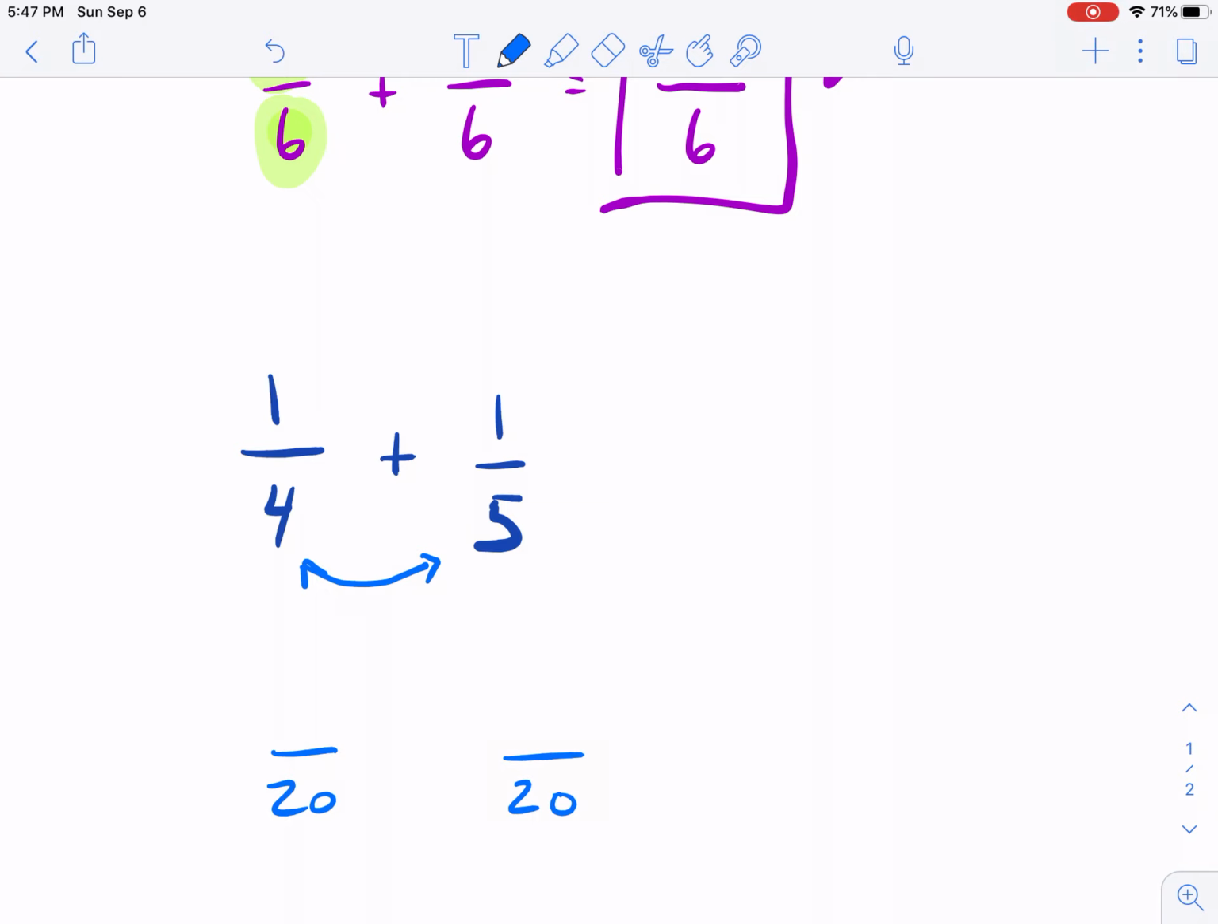Now, how did we get to 20 from the number 4? Well, we multiplied it by 5. And whatever we do to the denominator, we do to the numerator. 5 times 1 is 5. And how do we get to 20 from 5? We multiplied it by 4. And whatever we do to the denominator, we do to the numerator. 4 times 1 is 4.